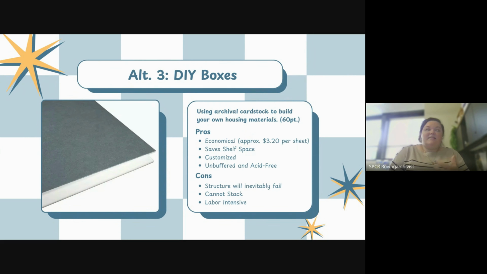A single set of 25 sheets costs about $3.20 per sheet, whereas archival boxes can cost anywhere from $12 for one box to upwards of 25, is usually what I've seen. These can save on shelf space because most of the time you can format the box to the materials. And like I said, they're customized, and they naturally come unbuffered and acid-free.